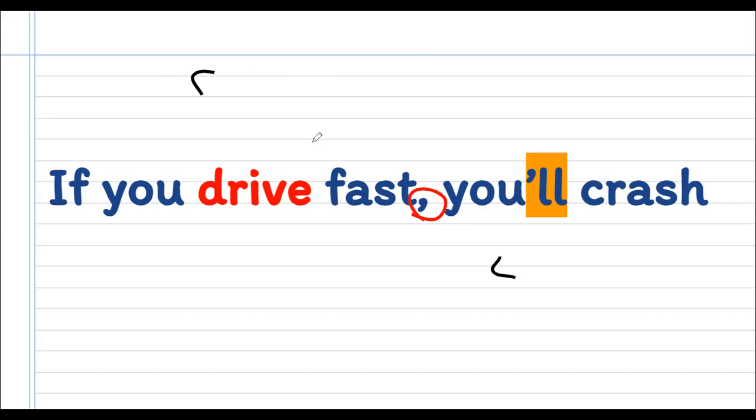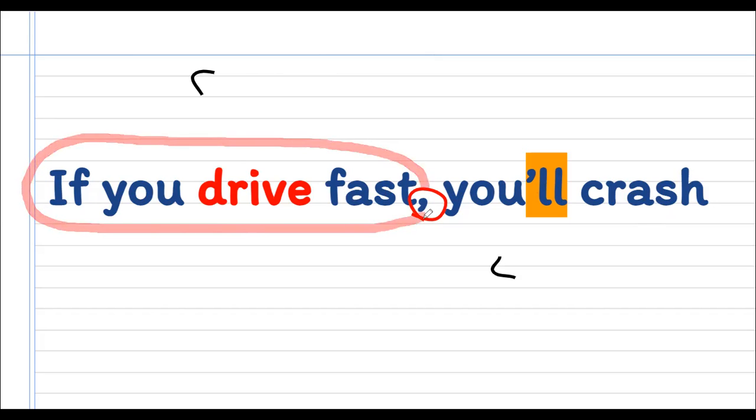There you go. Okay, so what we have here is the example of a sentence that we're talking about. If you drive fast, you will crash. What we have here is what we call the condition. If you drive fast, the condition usually has if. Si tú conduces rápido, okay? Then we have a result. And the result is you will crash.